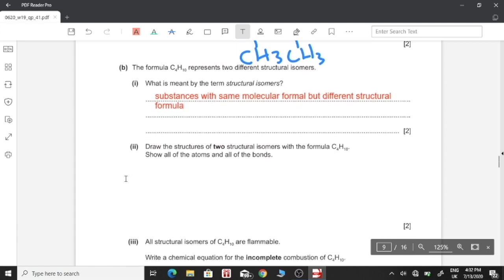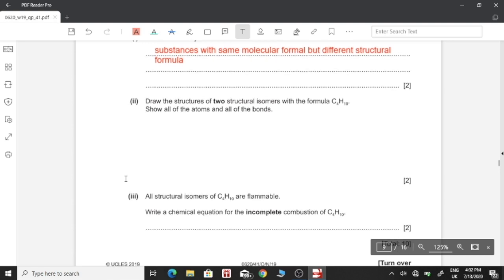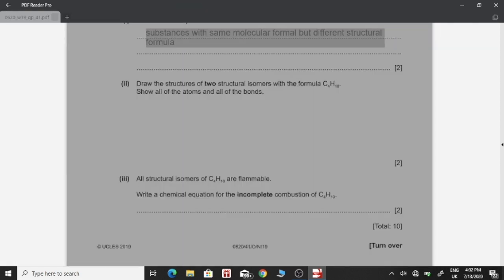Okay. Part 2. Draw the structure of two structural isomers with the formula C4H10. Show all of the atoms and bonds. Okay. So we have butane over here. We can write the first structure we can draw as a straight chain butane with 10 hydrogen atoms and 4 carbon atoms.